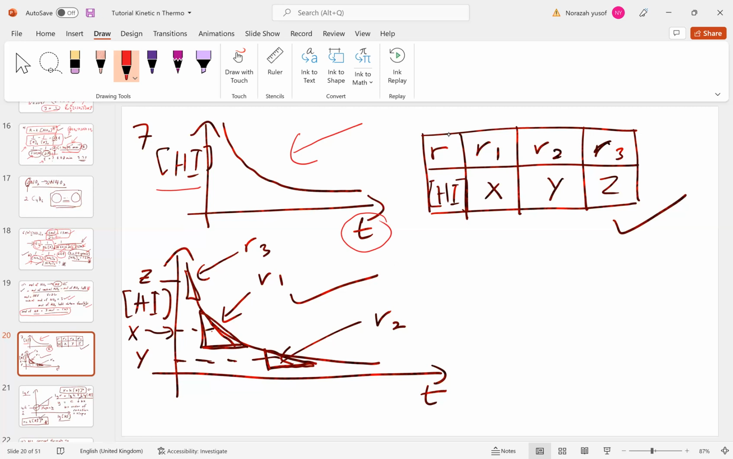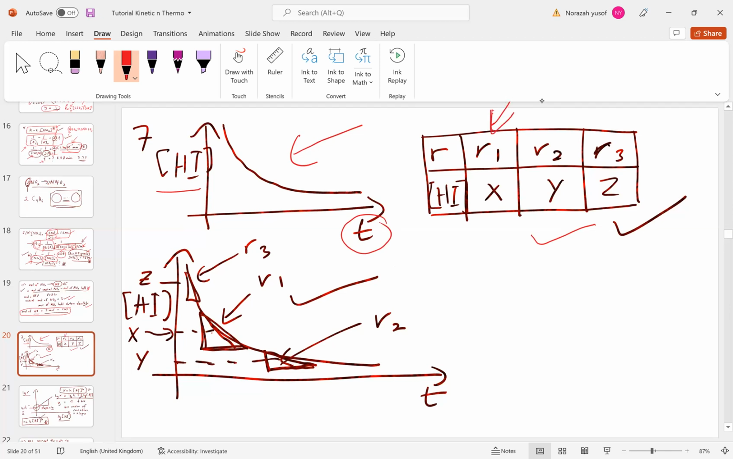And then kita nak kena dapatkan table ni. Rate of reaction. Rate of reaction from this graph. Okay, ini cara dia. Okay.